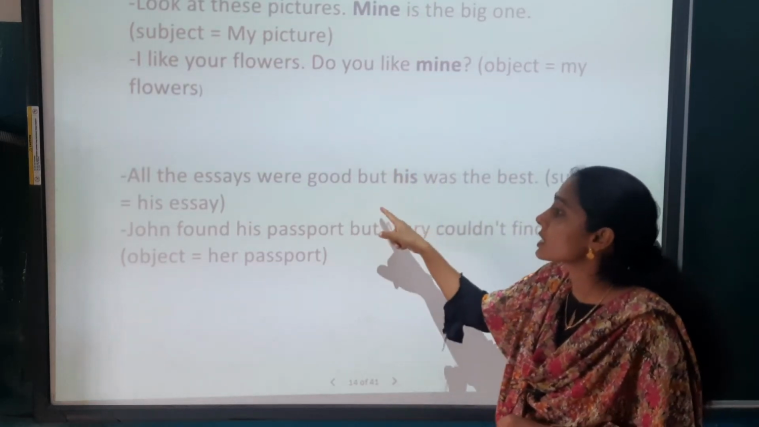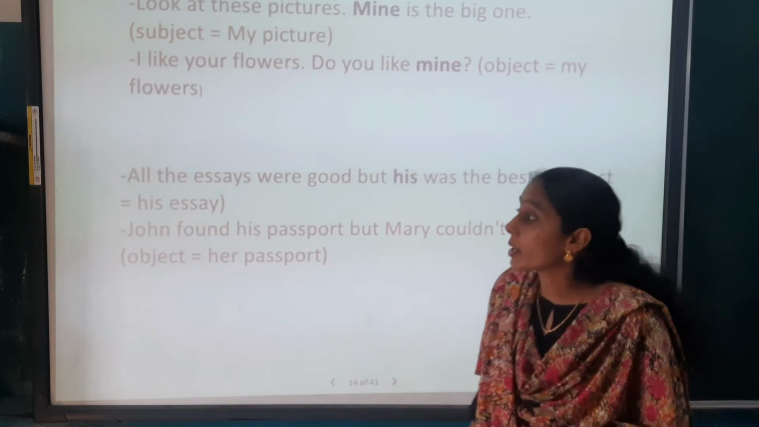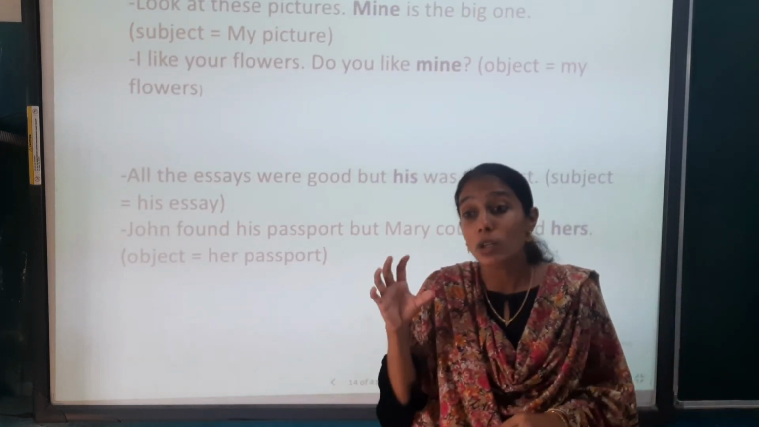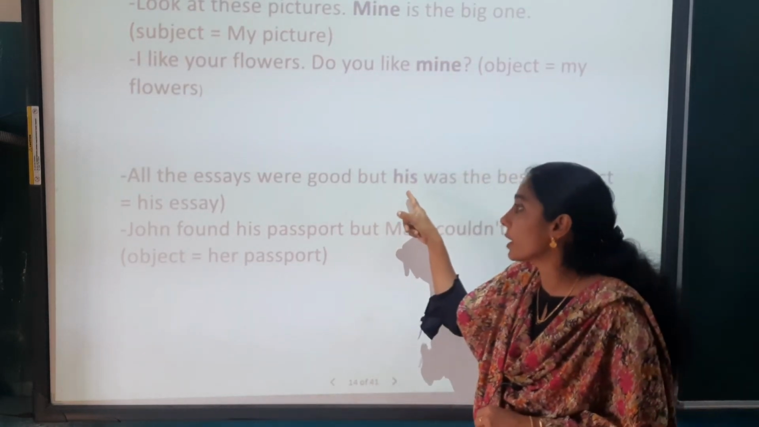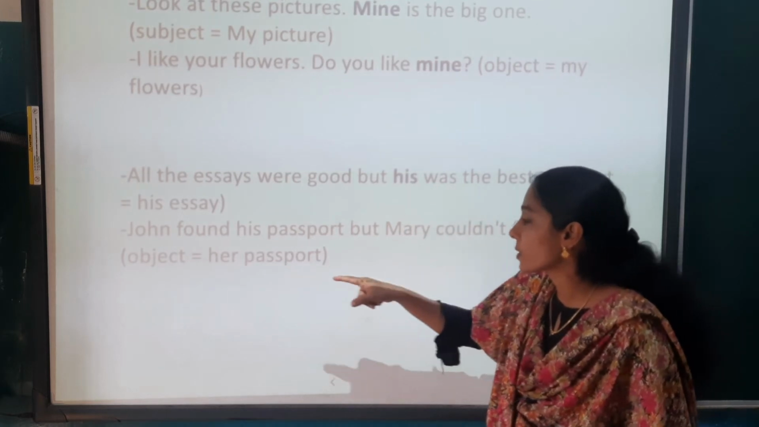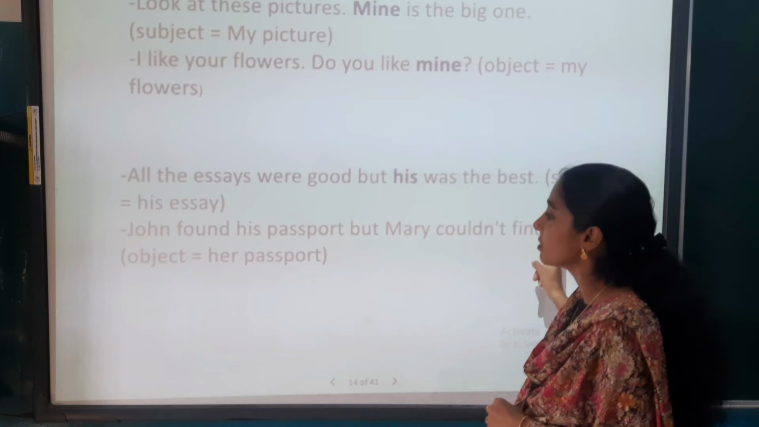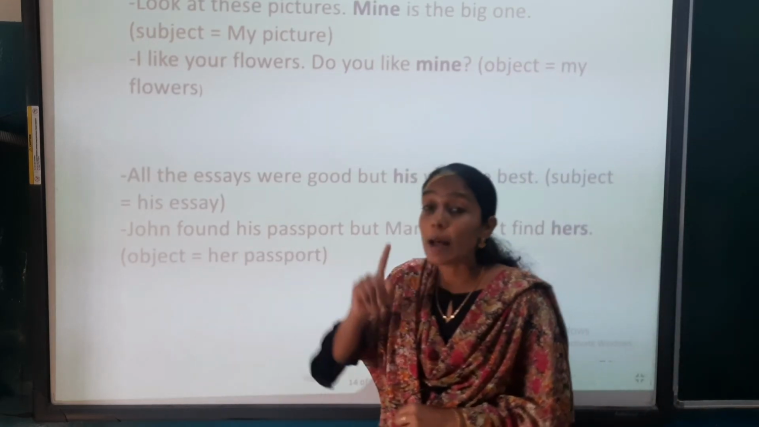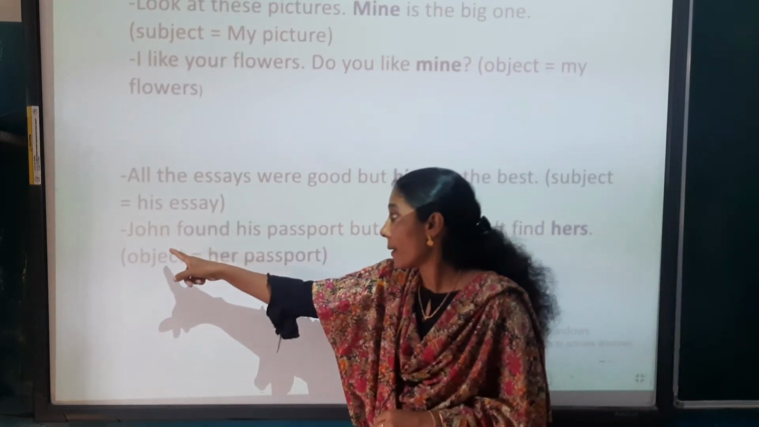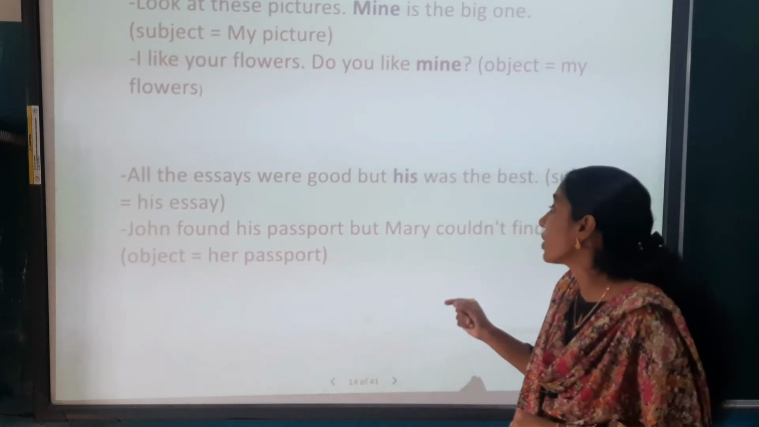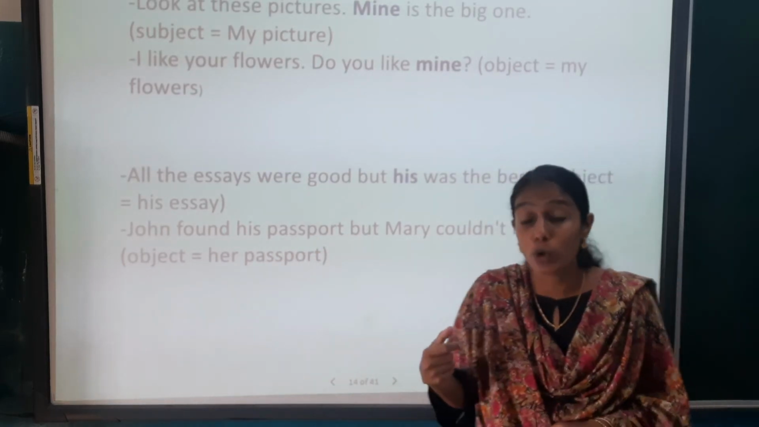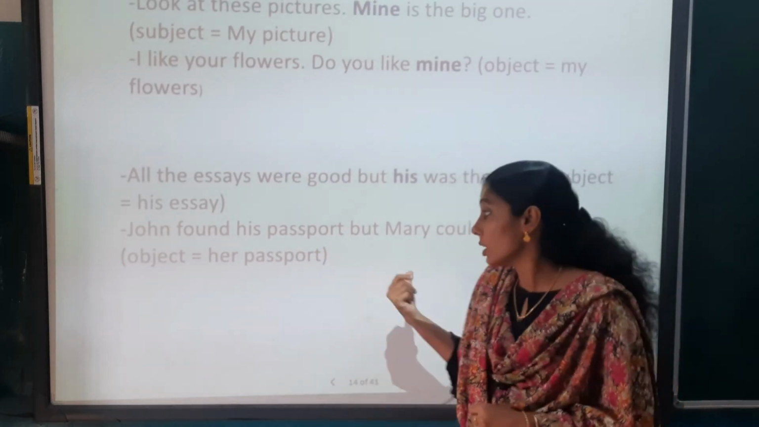All the essays were good, but his was the best. So this his is the subject. Who are we talking about? About him, his. His essay. John found his passport, but Mary couldn't find hers. So here the subject is John. And what is the object? Her passport. What was she looking for? Her passport.